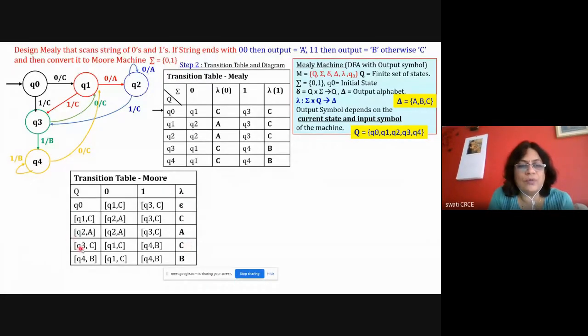Now we have to go for Q3. So find out how many Q3s there are. There are three Q3s, and every Q3's output is C. So there is only one combination of Q3. You take that Q3 with C here, and the output is C. And then for Q3C, for finding out the 0 and 1 transitions, you say Q3 with 0 is Q1C. So write it here. And Q3 with 1 is Q4B. So write that down here.